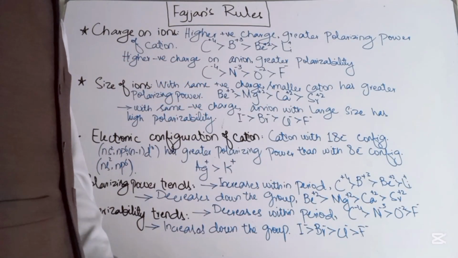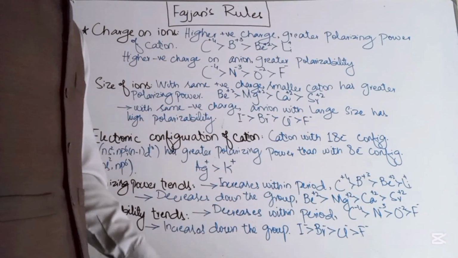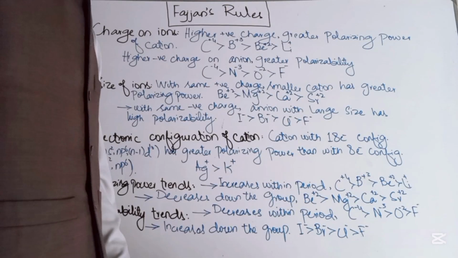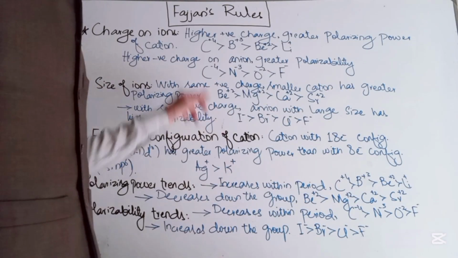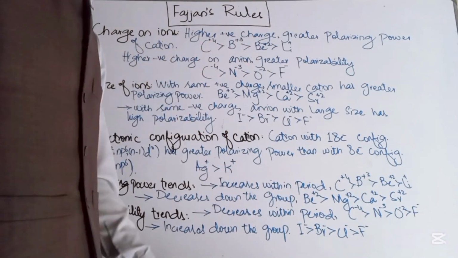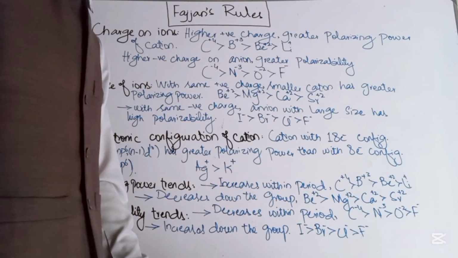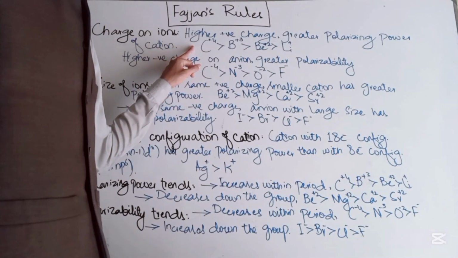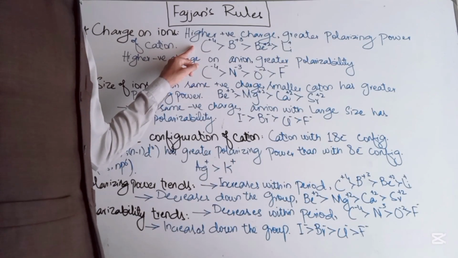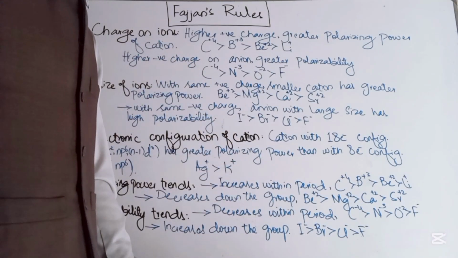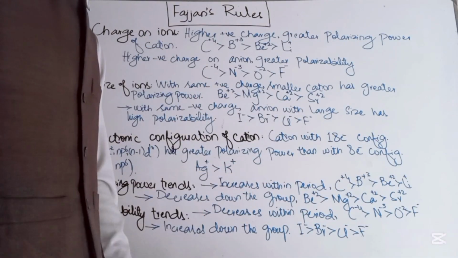First factor is the charge on ions. If we talk about the cation, or the polarizing power, the higher the positive charge on a cation, the greater would be its polarizing power. If we are given a number of cations and asked to compare their polarizing power, the cation with the greatest positive charge would have the greatest polarizing power, and the cation with the smallest positive charge would have the lowest polarizing power.